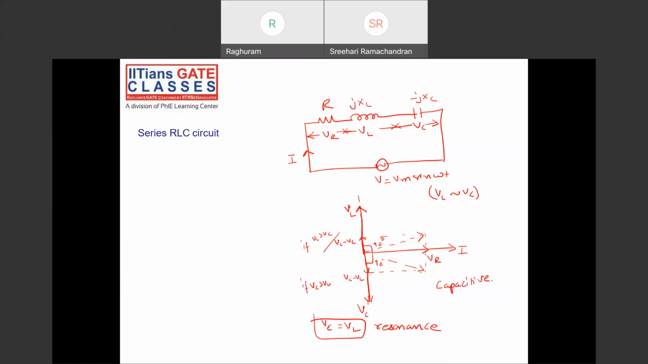Capacitive in nature, current leads voltage. If VL is greater than VC, then the circuit is inductive in nature, I lags V, right? We have seen this in series RL and RC. Inductive in nature, I lags V. Capacitive in nature, I leads V. At resonance, V and I are in phase because VL is equal to VC.